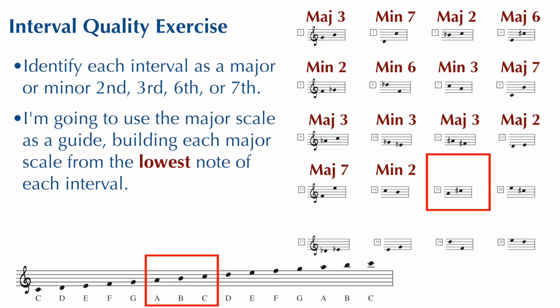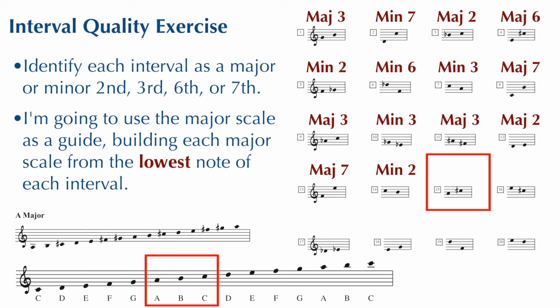Number 15, A going up to C sharp. A to any kind of C is going to be a third, and then we construct a major scale based on the lowest note, the A. That'll be A, B, C sharp. So that belongs in the A major scale, so A to C sharp is a major third.